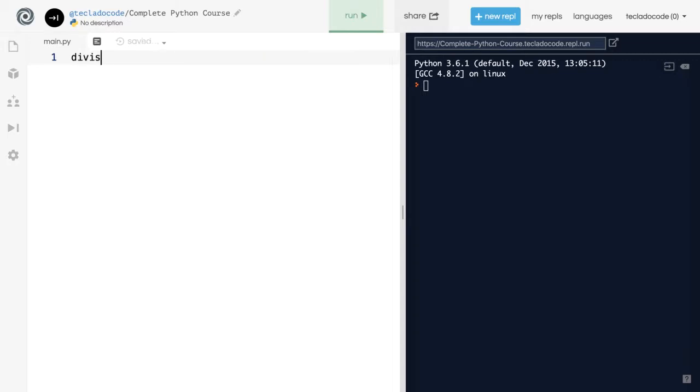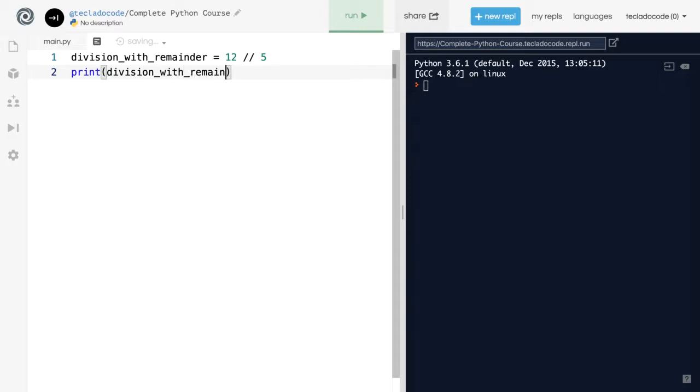Let's start by doing something like division with remainder like that, and we're going to do 12 divide 5. So if we print this out, then you'll see that the output is just 2, even though 12 divided by 5 should give you 2 remainder 2. That's because 5 goes into 12 2 times and you have 2 left over, so 2 is the remainder. You can get the remainder by just doing 12 % 5, and this is essentially the counterpart to integer division because it gives you the remainder of the division.